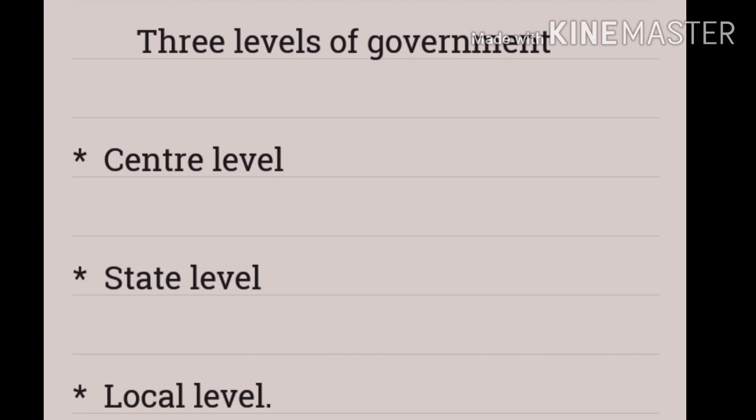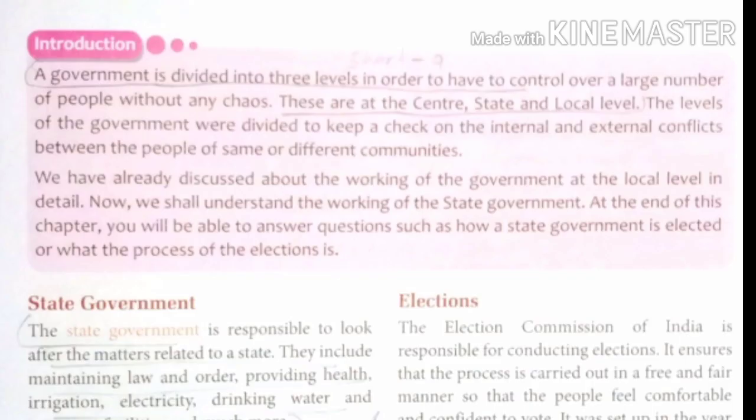In our last chapter we discussed the government and different types of government. Now in this chapter we'll discuss the state government, the working of a state government. What is a state government, what is their work, and at the end of this chapter we'll be able to answer questions such as how a state government is elected, what is the process through which a state government is elected, and what process of election is taken. Now we'll start with the state government.